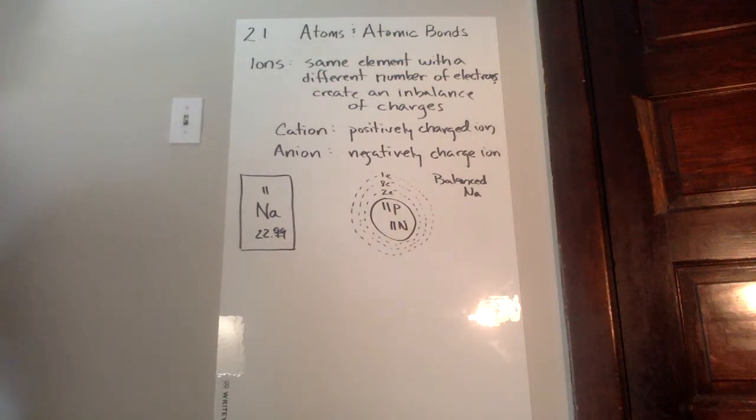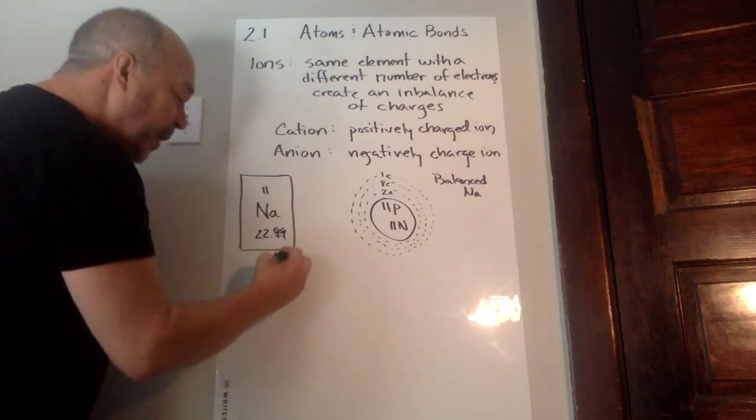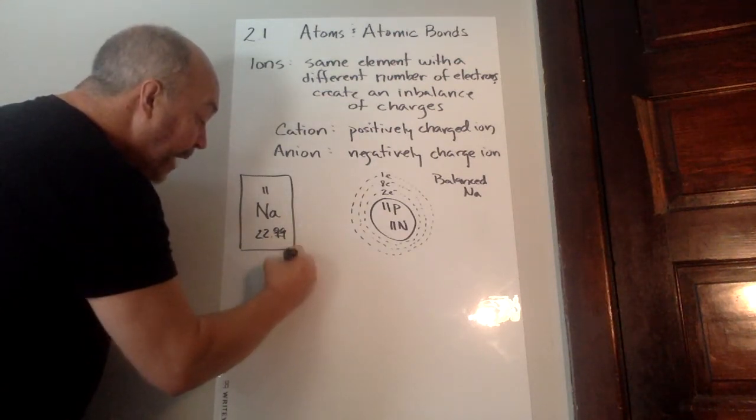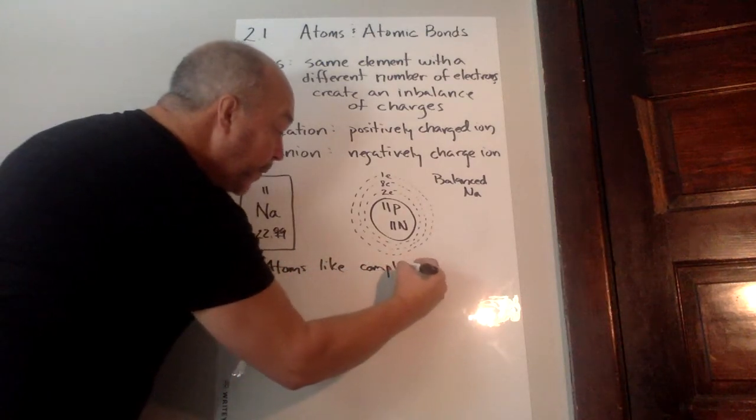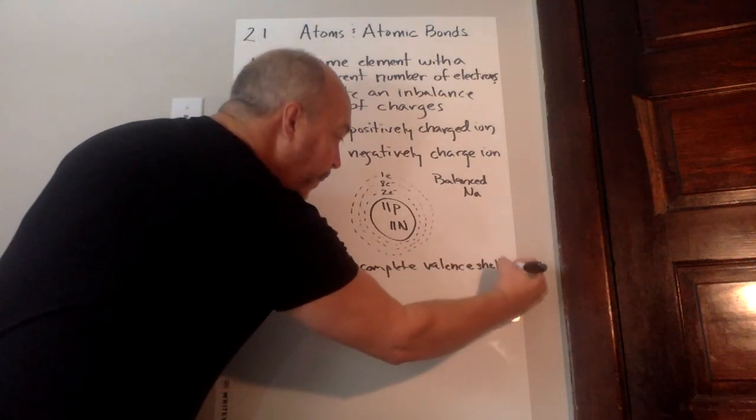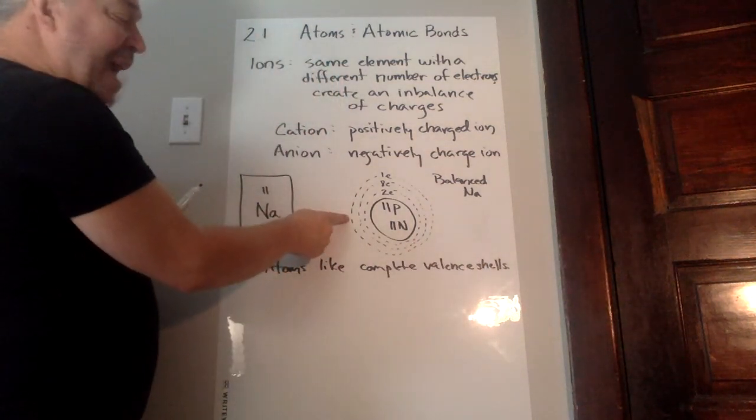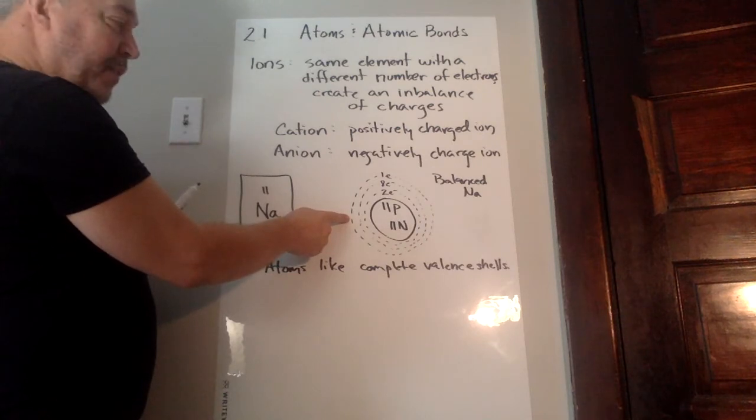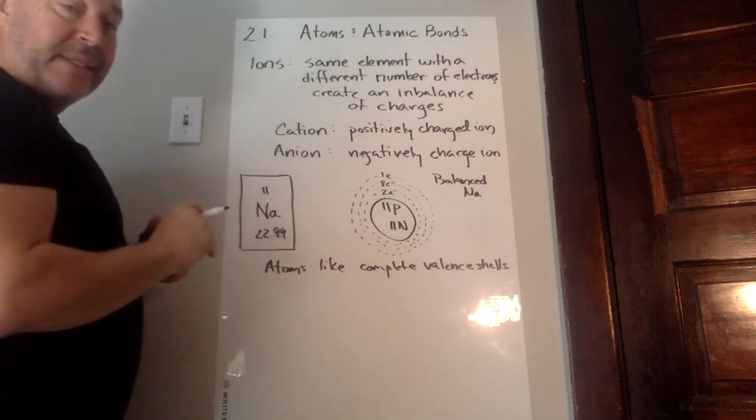Now, atoms like to have complete valence shells. So if we like to also have complete valence shells, which is easier? So I'm going to say atoms like complete valence shells. So to make this third one complete, I would have to add 7 electrons to this. Or if I got rid of this one, I would now have a complete second shell.